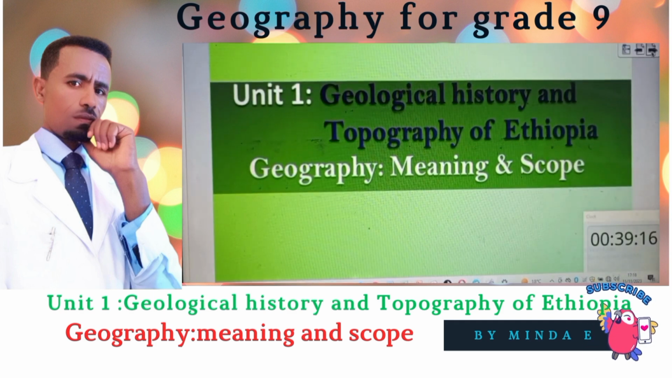Now, let us start unit 1. Unit 1 is about geological history and topography of Ethiopia. Now, we are going to see meaning and scope of geography. What is geography and what is scope? What is the scope of geography? We will see these points.